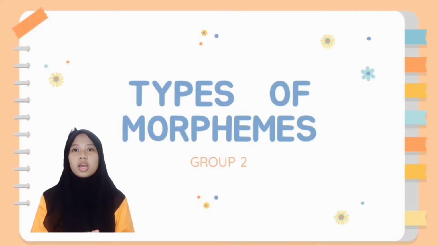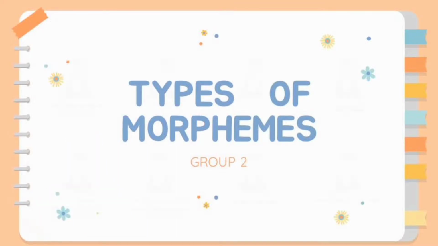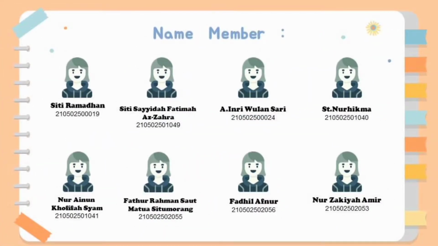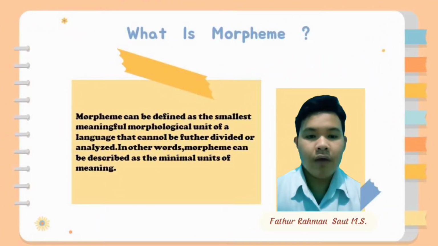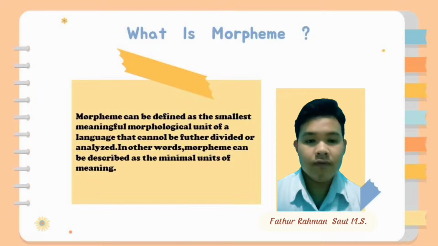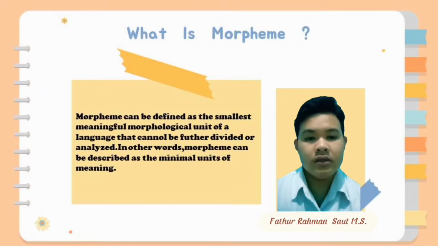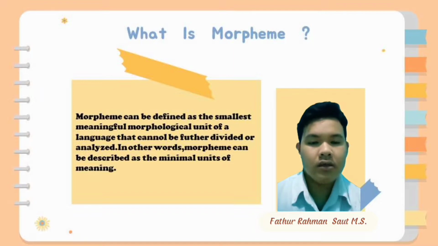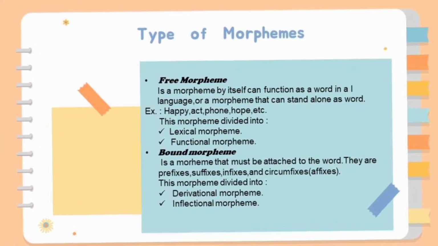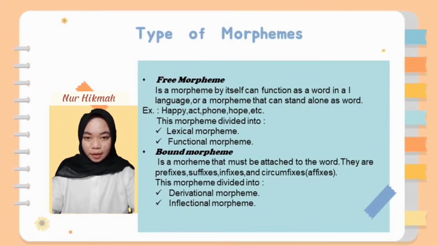In this video, I will explain about types of morpheme. Morpheme can be defined as the smallest meaningful morphological unit of language that cannot be divided or analyzed. In other words, morpheme can be described as the minimal unit of meaning. Okay, there are two types of morpheme.